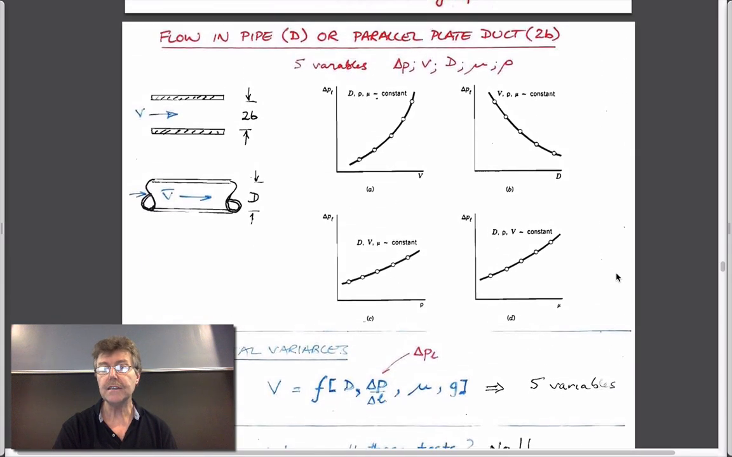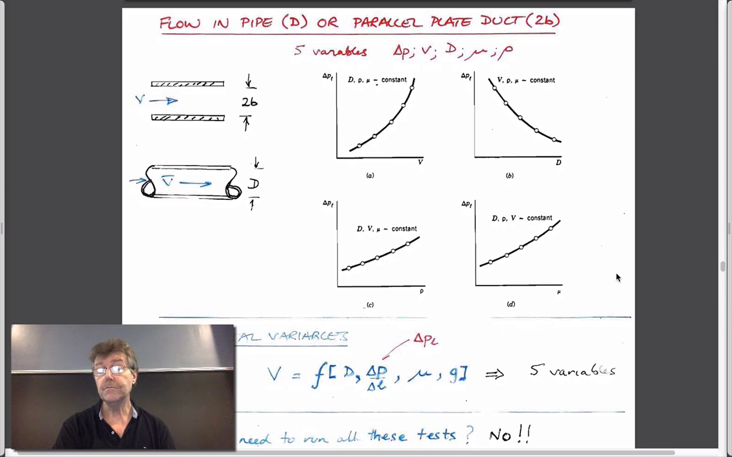And basically the idea is that we could do a whole bunch of experiments. So dimensional analysis is all about figuring this stuff out experimentally. And so what we could do is take a pipe of a given diameter, take a fluid of a given viscosity and density, and flow it at some pressure, and measure the velocity we get at that pressure. We could change the pressure that drives the flow, and we get a different velocity.